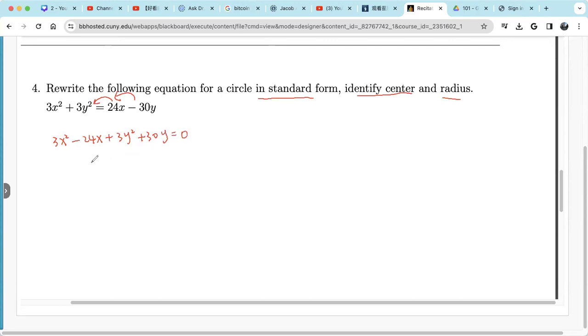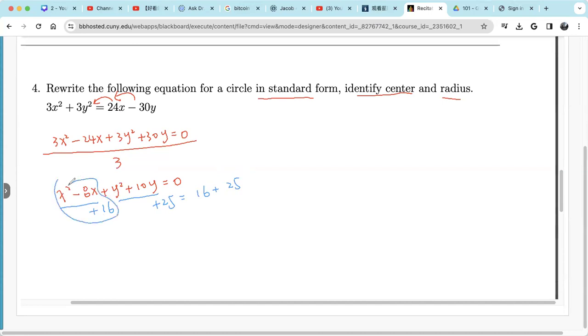Now we want to divide it by 3 because we see 3 is a factor of every term. So we just divide by 3. Then we get x squared minus 8x plus y squared plus 10y equals 0. Now, negative 8 divided by 2, that's negative 4. So we want to add 16 for these two terms. We want to add 10 divided by 2, that's 5. 5 squared, 25. So we want to add 16 on both sides and add 25 on both sides.